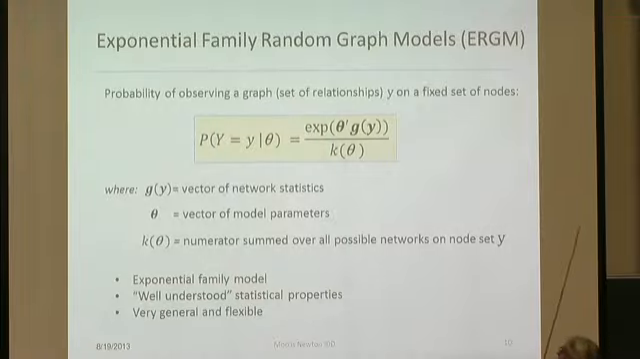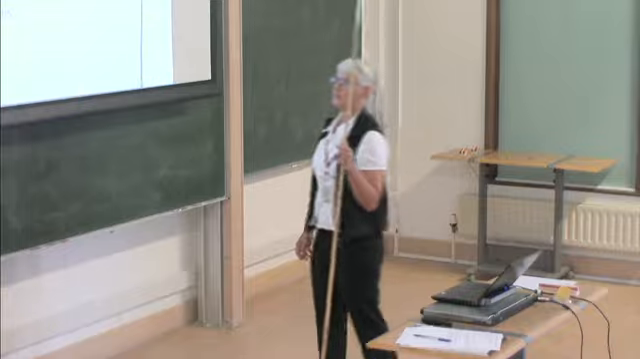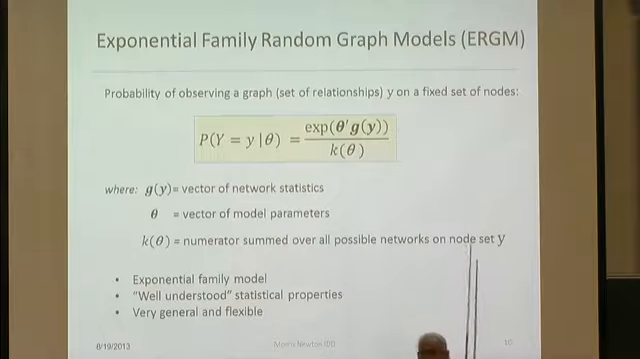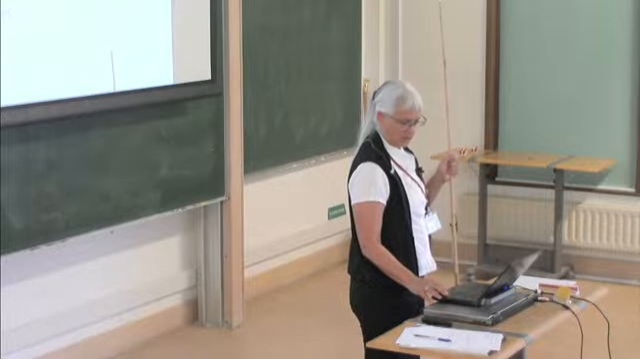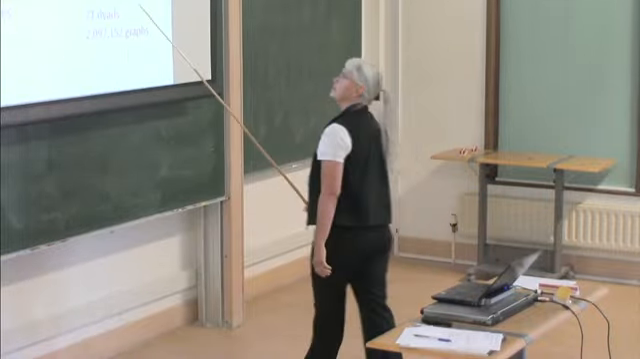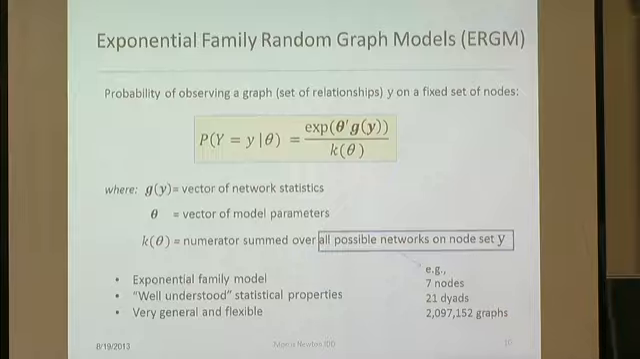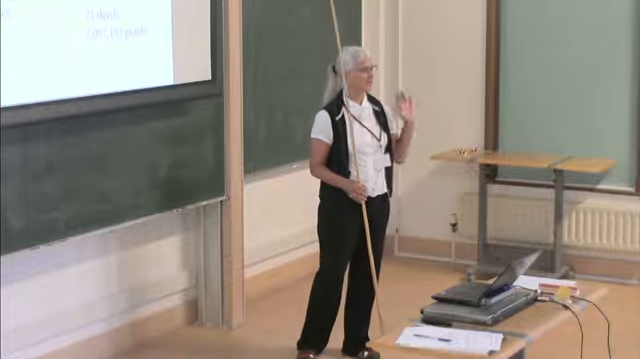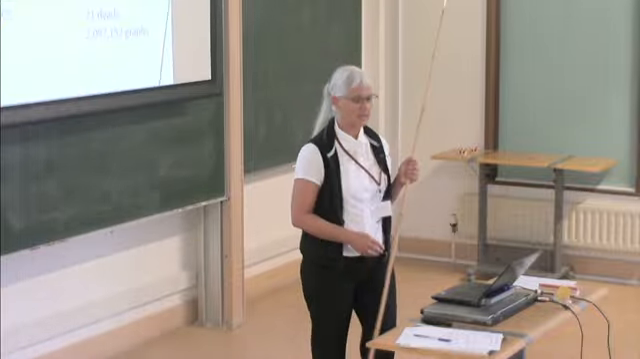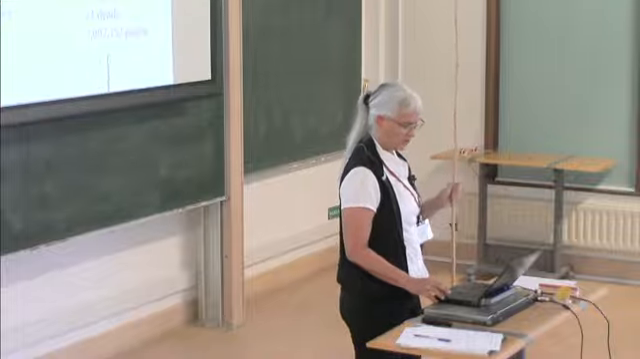Theta is a vector of unknown model parameters that you're going to estimate, and then the k of theta, as we said, is the normalizing constant. It's the numerator summed over all possible networks on the node set Y. So, exponential family model, it's supposed to have very well understood statistical properties. It is, in fact, very flexible and a very large class of models. But the thing I want to point out here is that what this normalizing constant requires is summing over all possible networks on the node set. Well, if there's 7 nodes, that means there are 21 dyads. That means there are over 2 million graphs that you have to sum over, and that's for a 7-node network. Okay? So that is going to be the source of some of the concern.